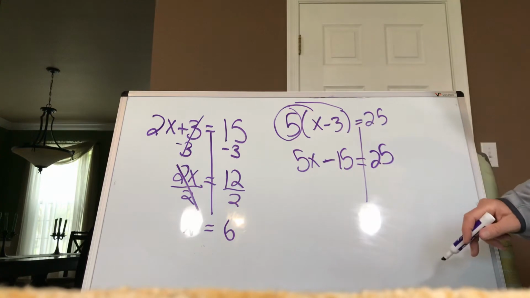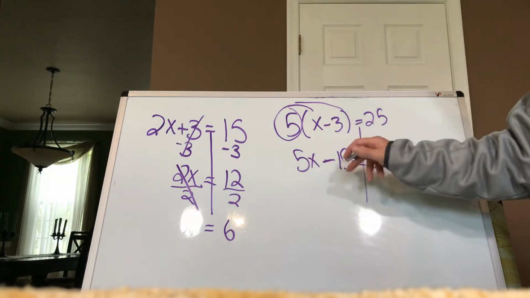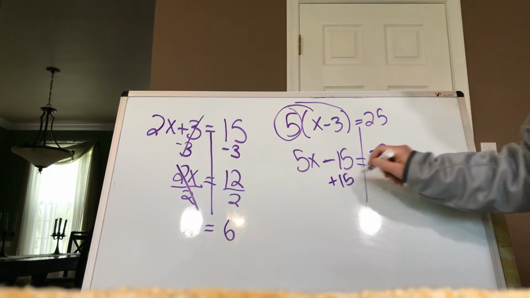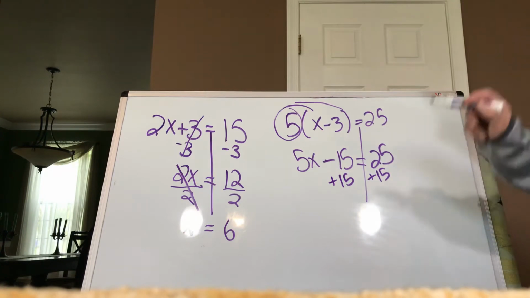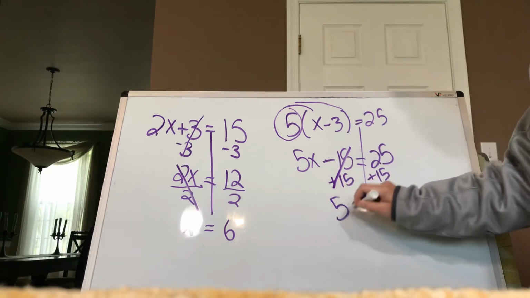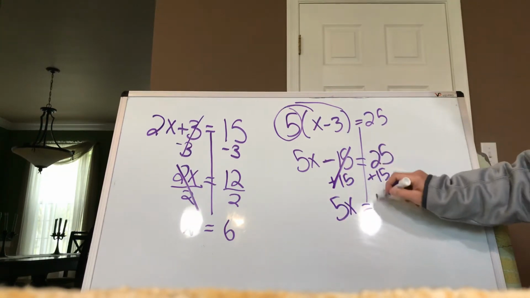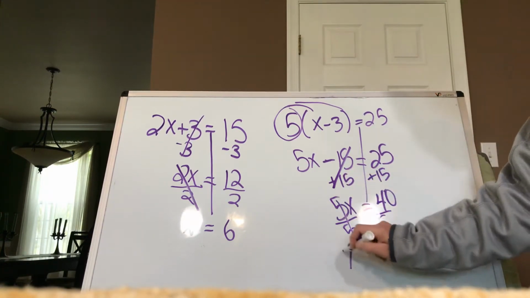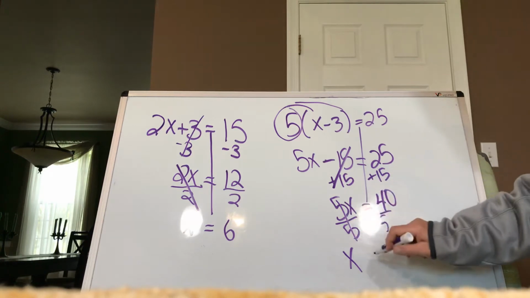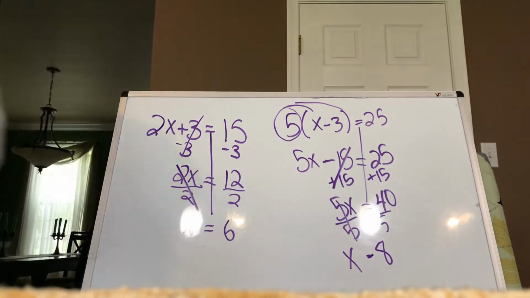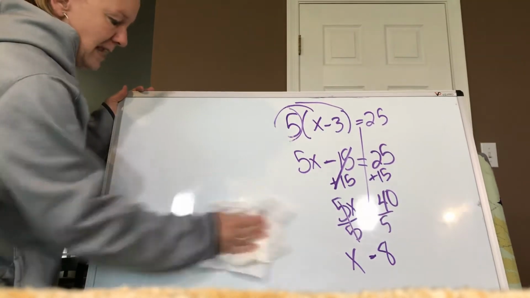Here we are. We're right back to the classic two-step. Which number is farthest from the x? This minus 15. What's the opposite of subtracting 15? Well, adding 15. So I add 15 to both sides. Remember, always do it to both sides. Negative 15 plus 15 is 0. So I bring down my 5x equals 25 plus 15 is 40. Divide both sides by 5. And you end up with 5 divided by 5 is 1. So that's just x equals 8. All right. That's the classic two-step, distributing. Let's take a look at a couple other examples.